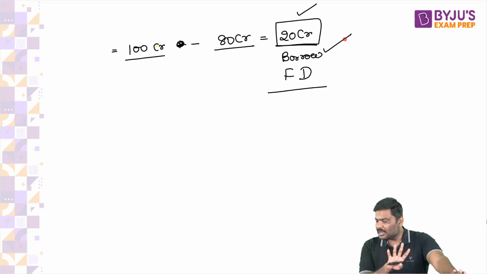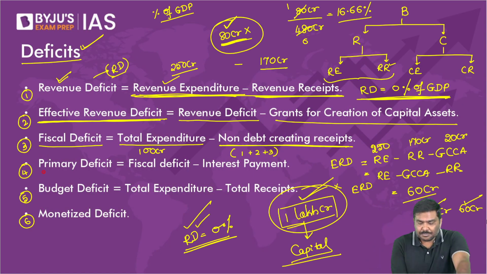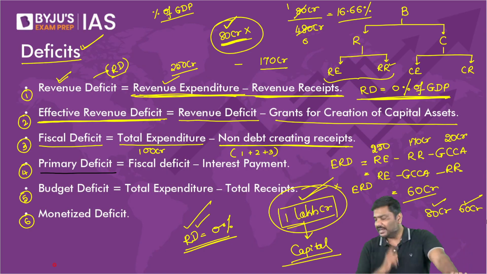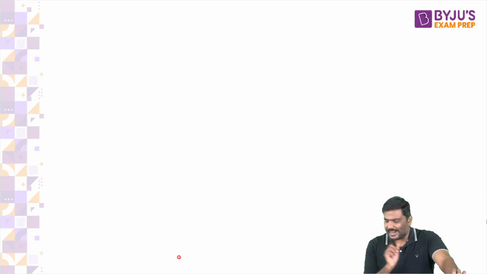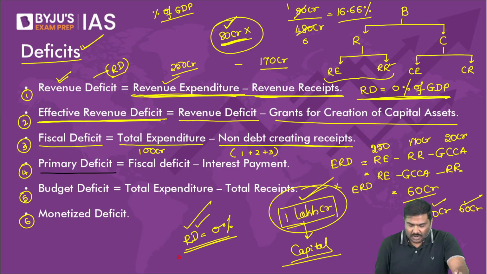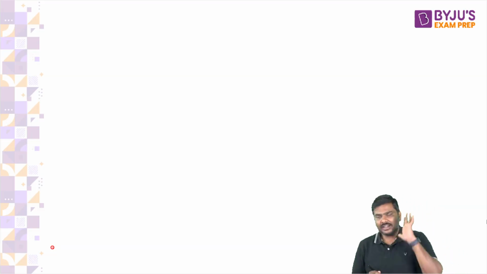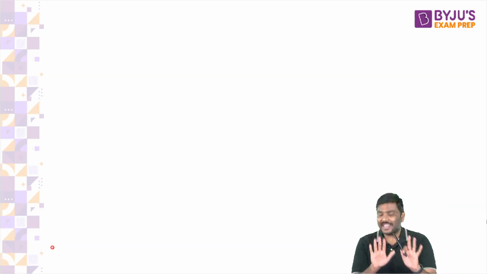Can we go to formula number 4 now? That is primary deficit. Formula number 4 is primary deficit. Slightly tricky. Please understand this carefully. What is the formula for primary deficit? It is fiscal deficit minus interest payment. Now listen to this carefully.